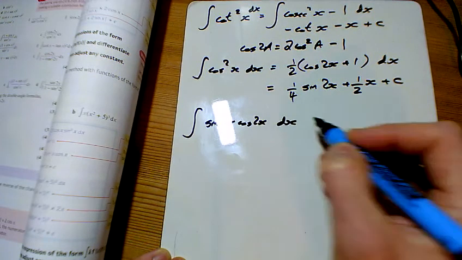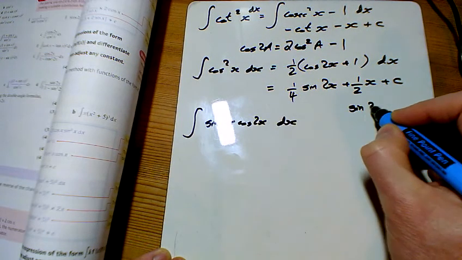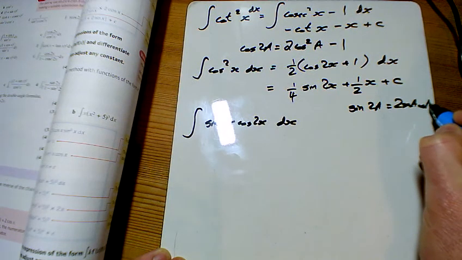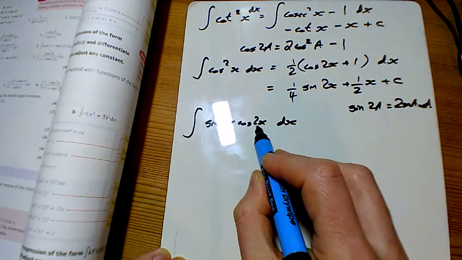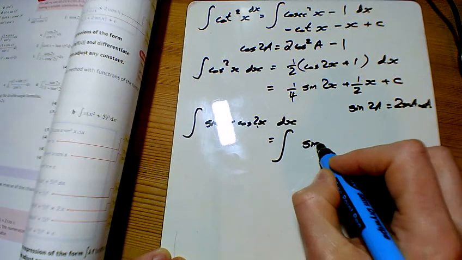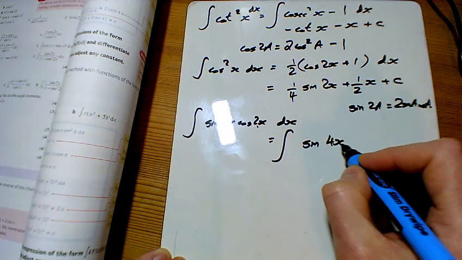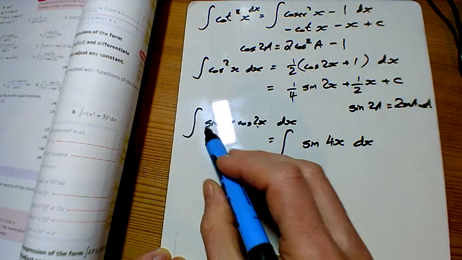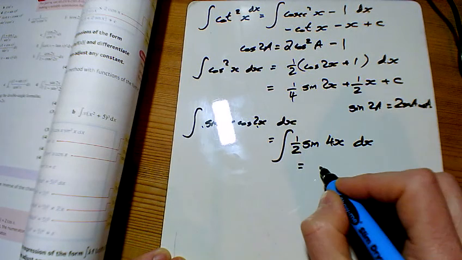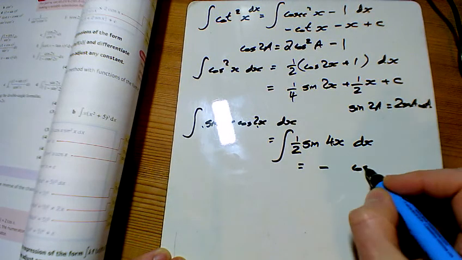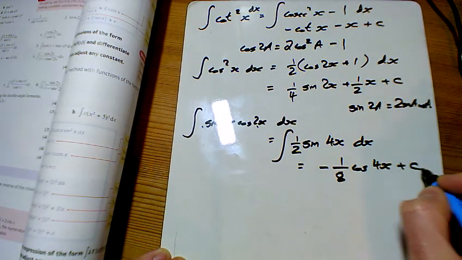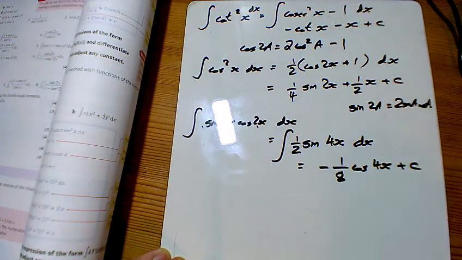So that looks very similar to the sine 2a formula, doesn't it? Sine 2a is 2 sine a cos a. Now, instead of a, we've got 2x. So this is the integral of the sine of 2 lots of 2x, which is 4x. And we haven't got the 2 in front, so we've actually only got half of that. And now we can integrate that. So sine goes to minus cos, the 4x stays the same, and divide by the 4. So I've got minus 1/8 the cos of 4x.